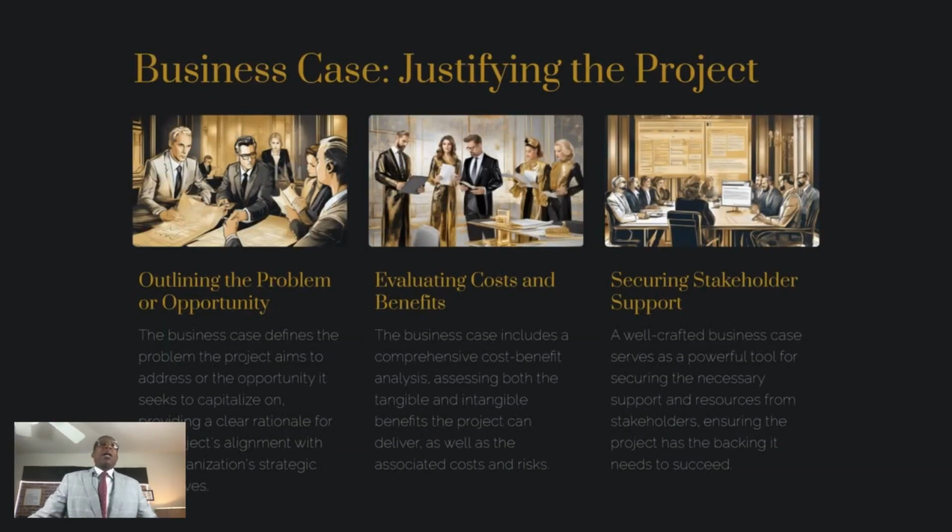Business case. This justifies the project, outlining the problem or opportunity. So what a business case really does is define the problem the project aims to address and seeks to capitalize on. It evaluates cost and benefits. So basically, a business case will always include a comprehensive cost benefit analysis, as well as assessing any tangible and intangible benefits that the project can deliver. And then finally, securing stakeholder support.